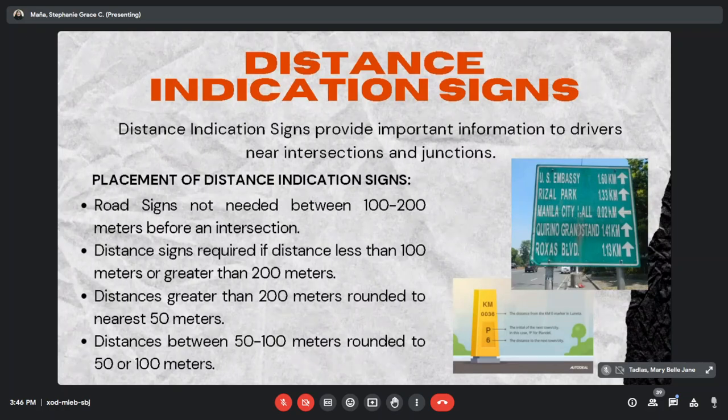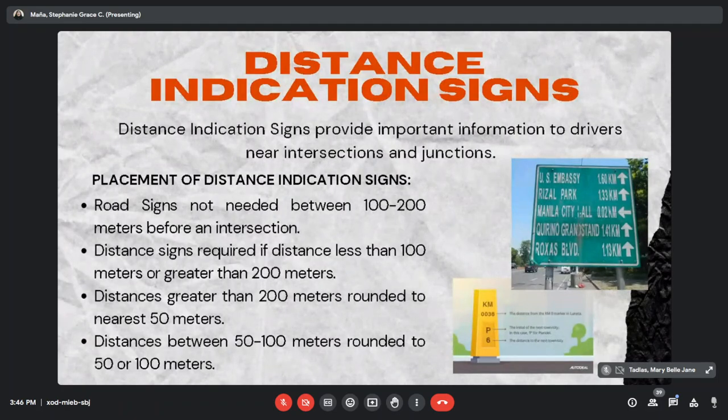So intersection signs need to have a distance indication. Road distance indication signs are vital for driver safety and traffic flow. They indicate distance to intersections and junctions, ensuring smooth navigation. So let's explore their specifics, including placement, design, and installation regulations.